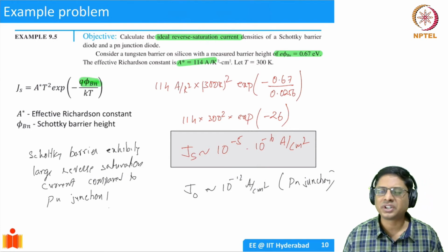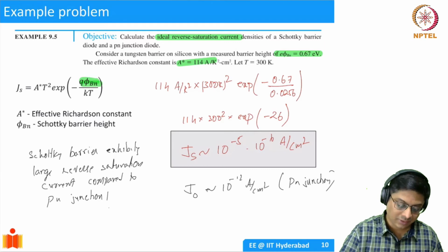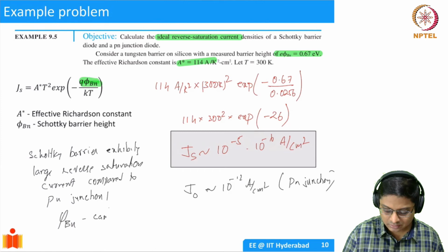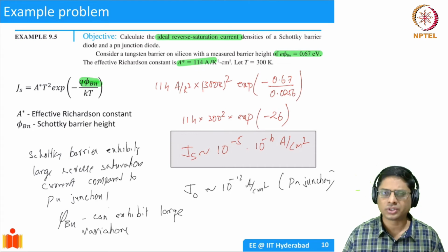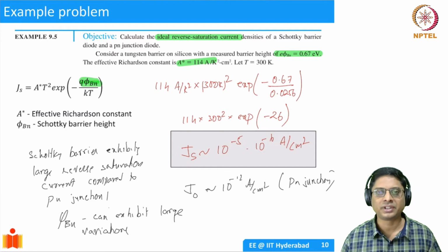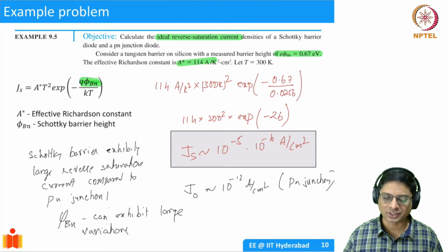phi_BN is an experimentally measured quantity depending on the type of interface and any non-idealities in the interface. This phi_BN can be different. phi_BN can exhibit large variations because of the deposition tools and techniques and so on. Because of that, the reverse saturation current is all over the place. It's actually something that we have to characterize very carefully, a Schottky junction, whenever you're fabricating that. PN junctions are more easily reproducible, but with Schottky you have to be very, very careful.